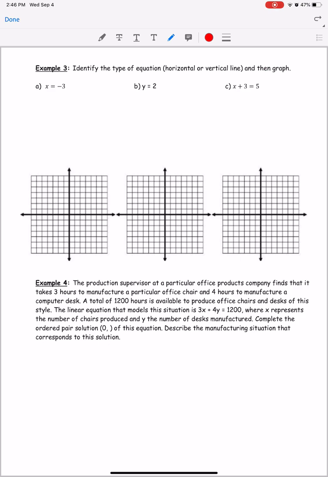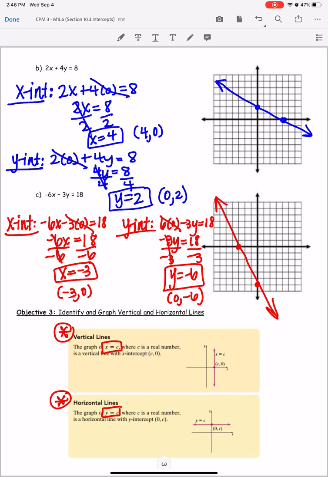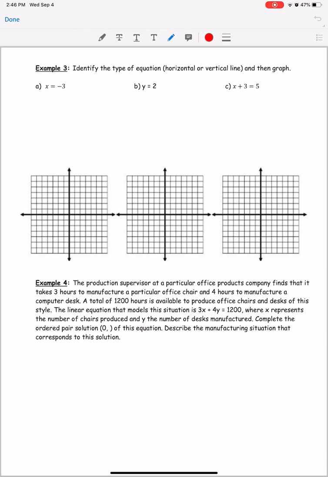So if you got x equals -3, that's the same way that we had right here. X equals 4, so we went along that x-axis to 4. Do the exact same thing here. If I've got x equals -3 along my x-axis going this way, we're going to go to the left negative, 1, 2, 3. Because there's not a y in this equation, that means it's never touching this y-axis. So it is this line right here.